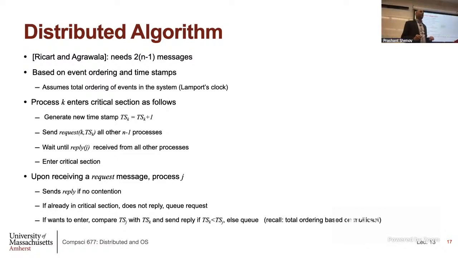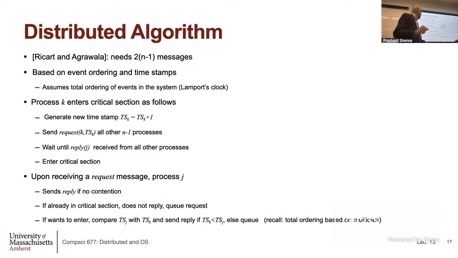Now, when a process J receives a request message from another process, it can do one of two things. If it does not need the lock, if there's no contention, it's going to send a reply. Reply means go ahead. I don't need the lock. If you need the lock, go ahead. That's what a reply means. Now, if it's already in the critical section, it's not going to send any reply at all. It's going to say, I am already holding the lock, so I will wait until my lock is done before I send a reply message.